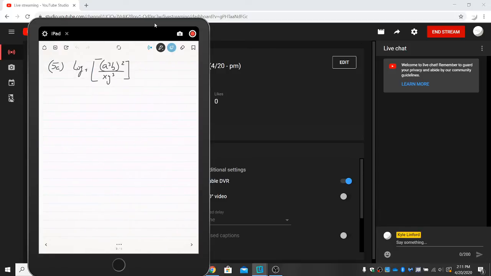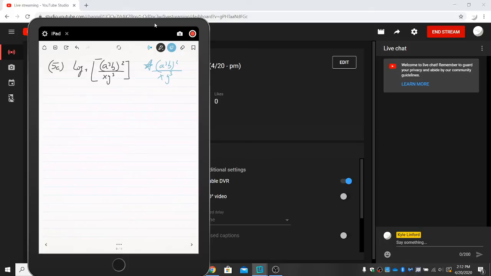So taking a look here, we have log 4 of this whole entire argument. Well, that argument has an a cubed and a b, and all of that's raised to the second power, and then it has an x and a y cubed. So I'm going to need to have really 4 different logarithms here. I'm going to want one for a, one for b, one for the x, and one for the y cubed.